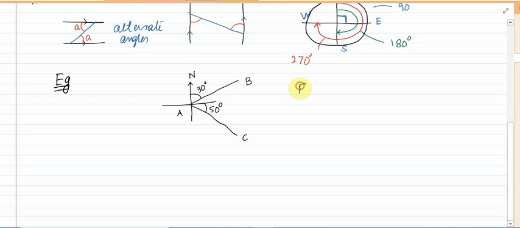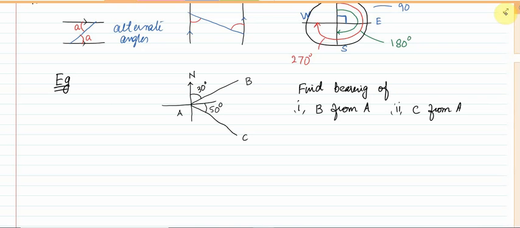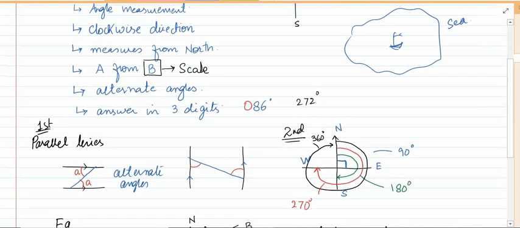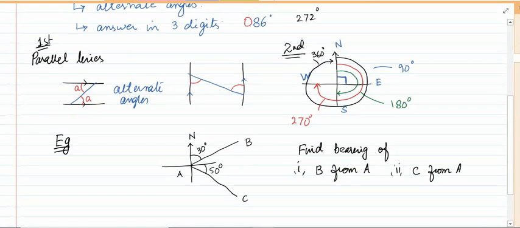The question says, find the bearing of B from A, part 2, C from A. So come back to the rules of bearings. It says A from B means the scale must be at B, the word written after the word from. So if it says B from A or C from A, that means we need to take the north of A. The north of A is already highlighted in the question. That is the north of A.